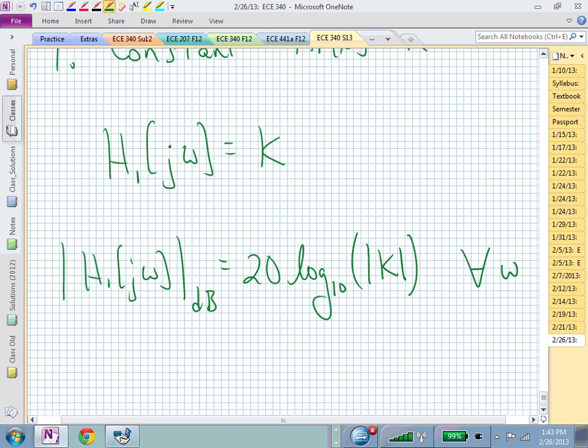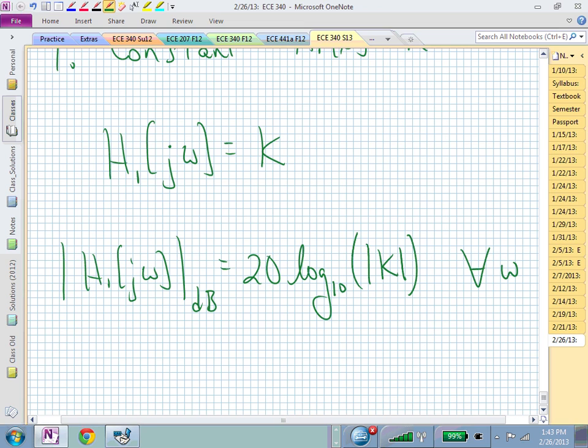If k was 1, what would the magnitude in dB be equal to? 0. If k was 10, if you now had in the actual system a gain of 10, what would that look like in dB? It's 20 dB. If you now had a gain of 100, then it's 40 dB, isn't it? If you had a gain of 1,000, it's 60 dB. So now you would have a straight line, a flat line, at that particular dB level.